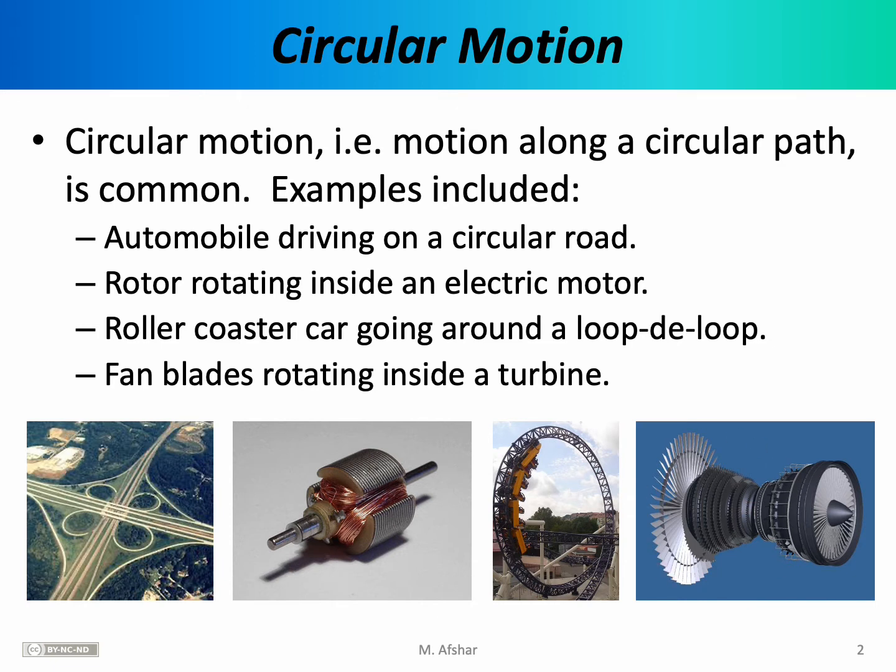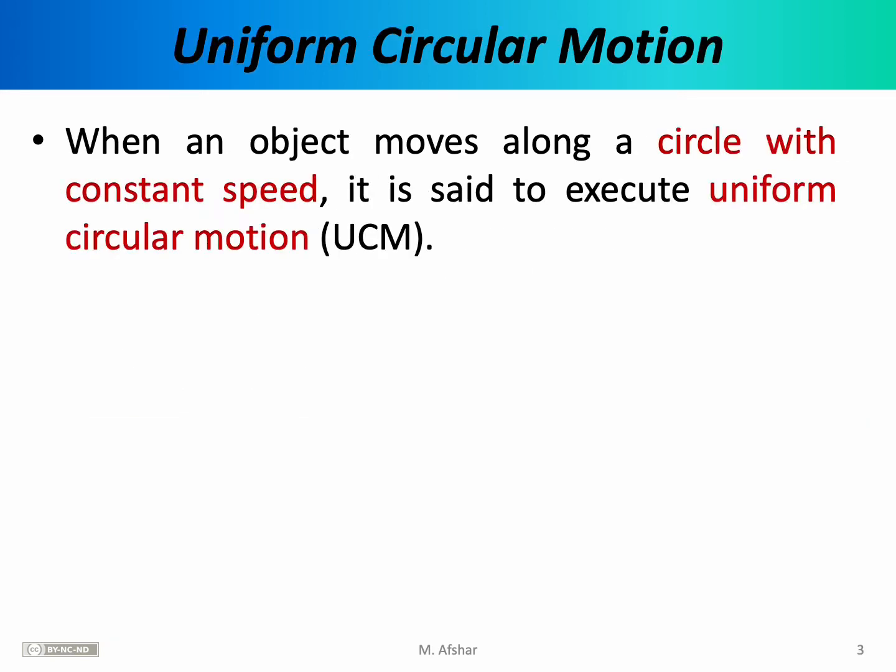Our goal for this lecture is to develop a basic understanding of circular motion that can be applied to all these examples. Circular motion in general can be quite complicated, so we will begin with a simple type of circular motion known as uniform circular motion. When an object moves along a circle with constant speed, it is said to execute uniform circular motion. So what makes the motion uniform is the fact that the speed is constant.